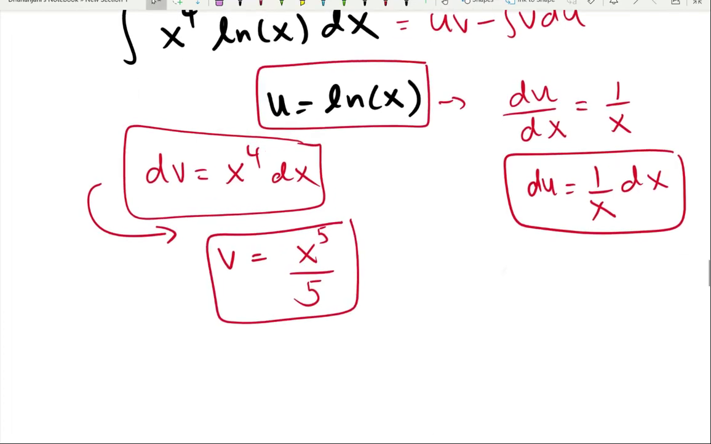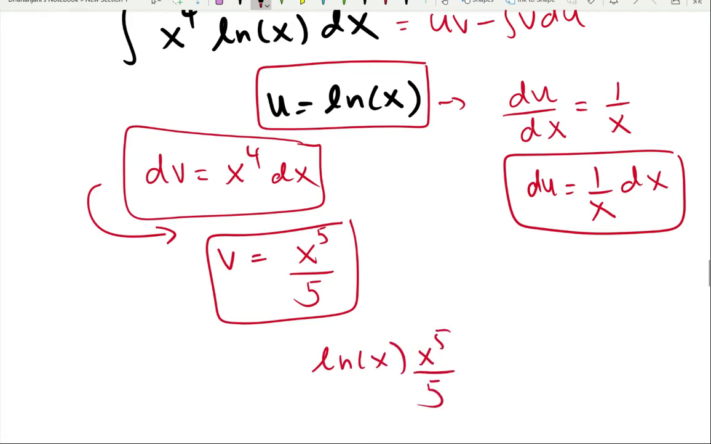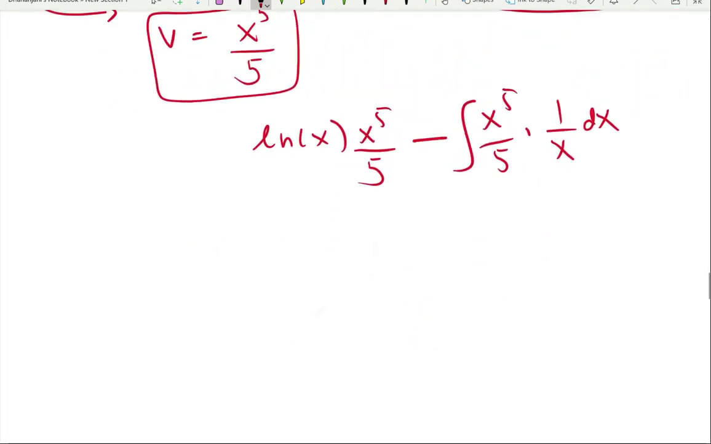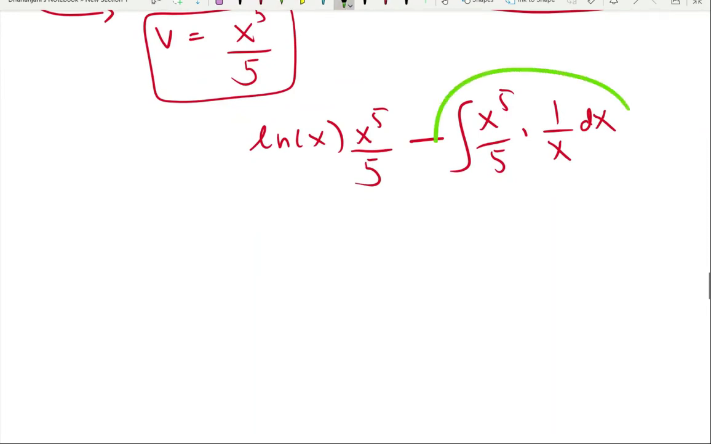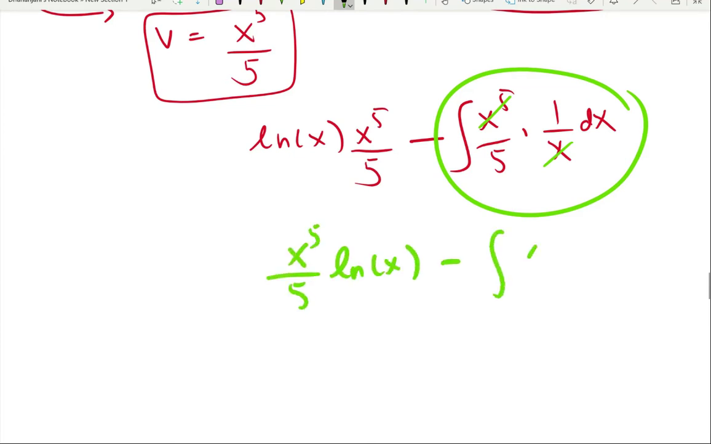Let's use them in the formula. u is natural log x, v is x to the 5 over 5, minus the integral of v, x to the 5 over 5, times du, which is 1 over x dx. Now check whether you can simplify this integral or not. Well, we can. The 1 over x will cancel out. So x to the 5 over 5 natural log x minus the integral of x to the 4 over 5 dx.